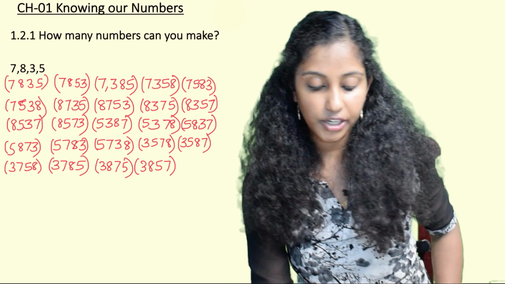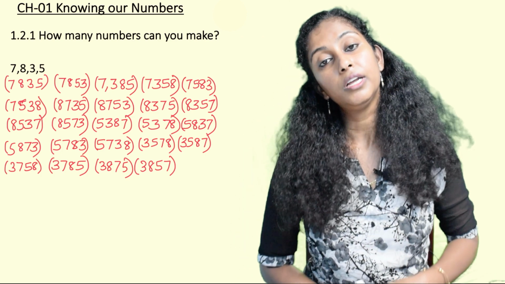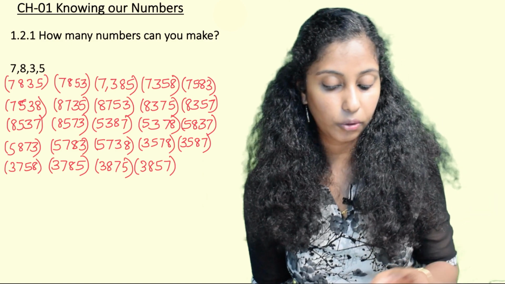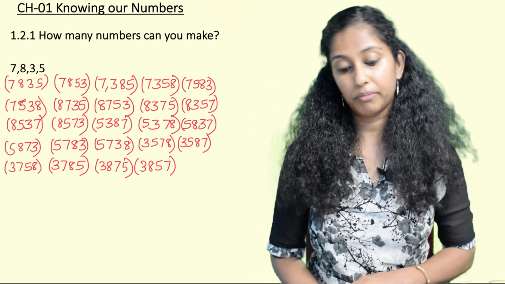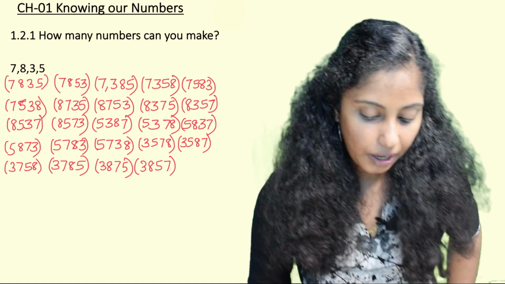We have written 6 numbers. So we have made altogether 6 fours are 24 numbers out of the digits 7, 8, 3, 5 using each digit only once.